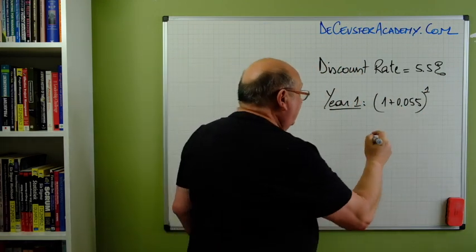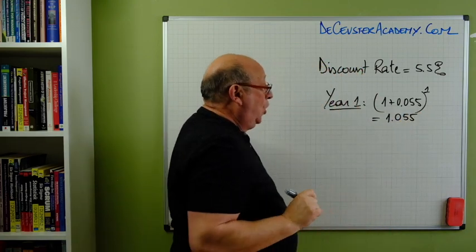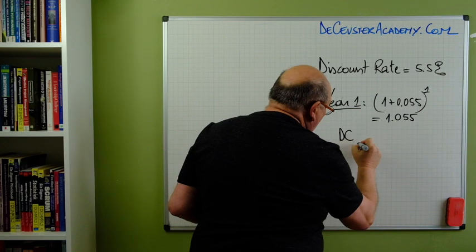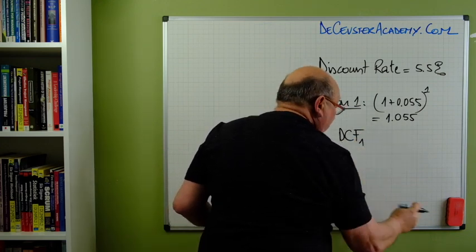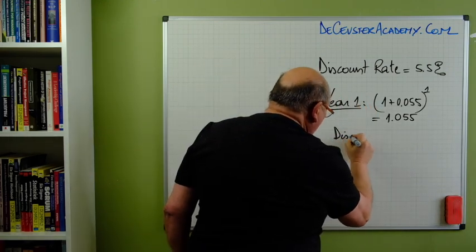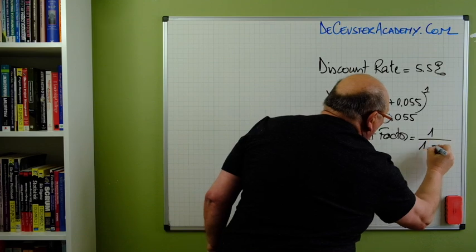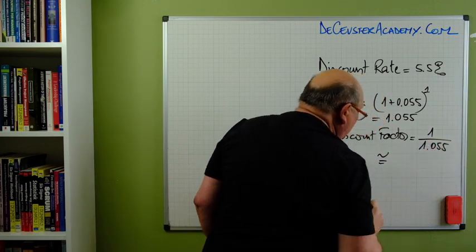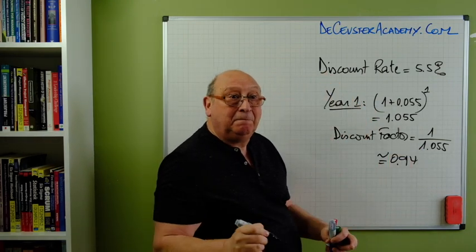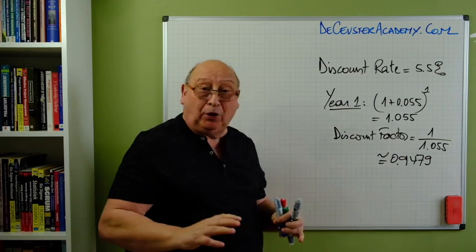And this gives us a very simple result. It's 1.055 or 105.5%. The discount factor is what we have. So the discount factor is 1 divided by 1.055, which is approximately equal to 0.9479. And why do I mention here approximately?